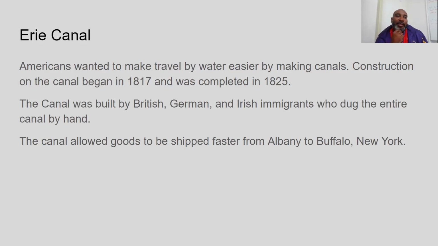The second thing that they created was the Erie Canal. So Americans wanted to build the Erie Canal so that we could travel easier, faster, and cheaper. The construction of that canal began in 1817. The canal was built by immigrants, primarily Irish immigrants, but you also had British and German immigrants there too. These people dug the entire canal by hand.